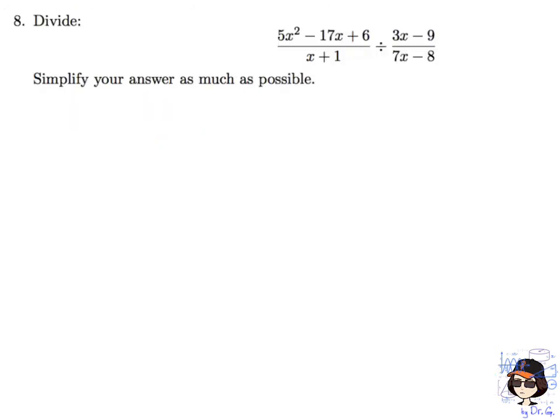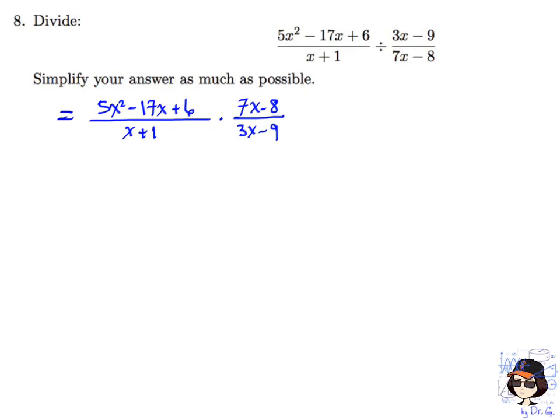All right, let's go on to number 8. Number 8 is a division problem, dividing 2 rational expressions. So remember, when you're dividing fractions, you take the divisor, you flip it over, and change it to multiplication. So that's what we're going to do here. The divisor is the thing you're dividing by. So this division problem is the same as this multiplication problem: 5x squared minus 17x plus 6 over x plus 1 times 7x minus 8 over 3x minus 9.